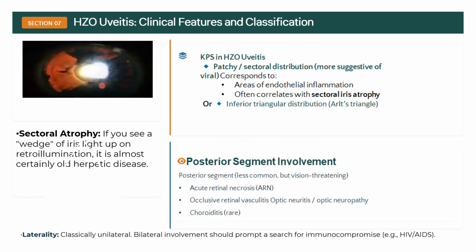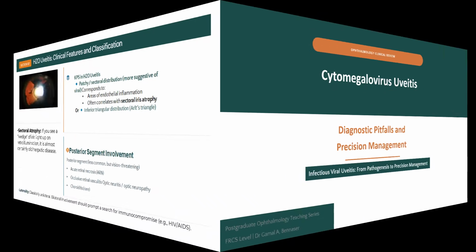If there are findings, especially in herpes zoster, like acute retinal necrosis, occlusive vasculitis, or choroiditis, then this will not be acute anterior uveitis, it will be panuveitis. Okay, so this should be very clear.